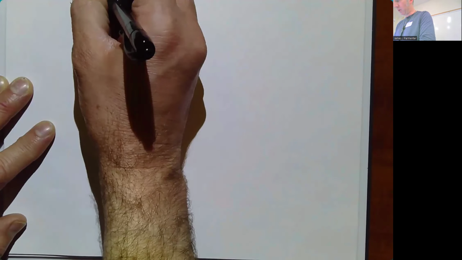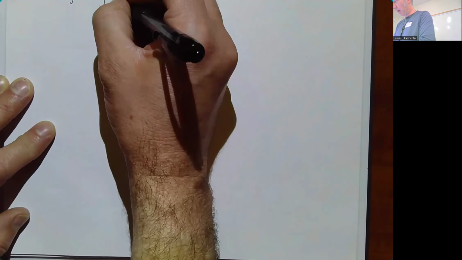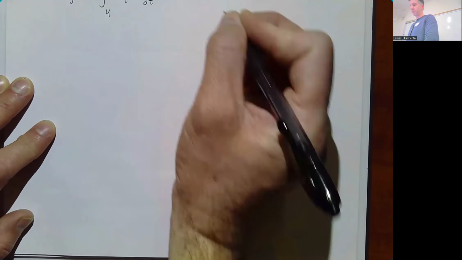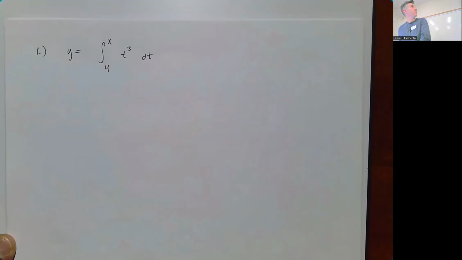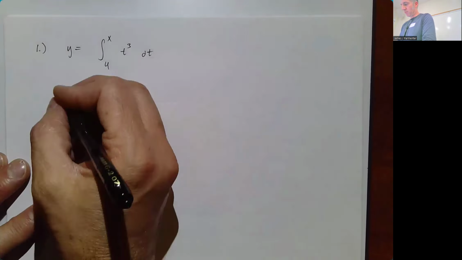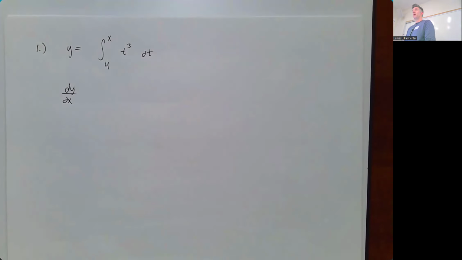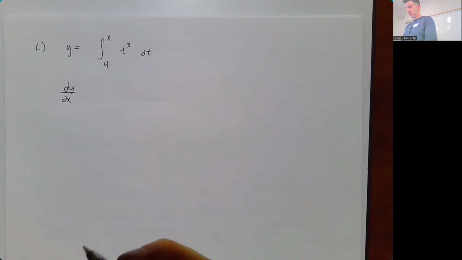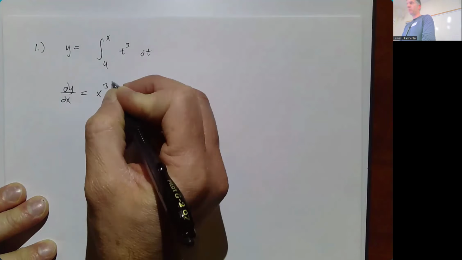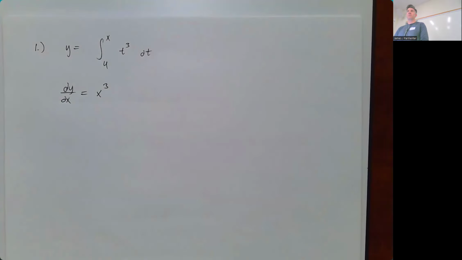Y equal to the integral from 4 to x of t cubed dt. What's dy dx going to be? There's absolutely no work to show here. That's not true. We could totally show work once we talk about the second part of the fundamental theorem of calculus. But for now, we can just say, well, the derivative of the antiderivative of the function is going to be x cubed. Which might feel a little unsatisfying, but it is true.